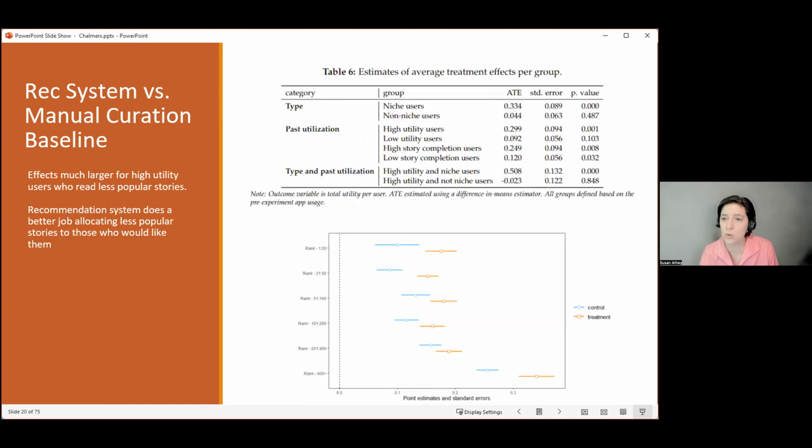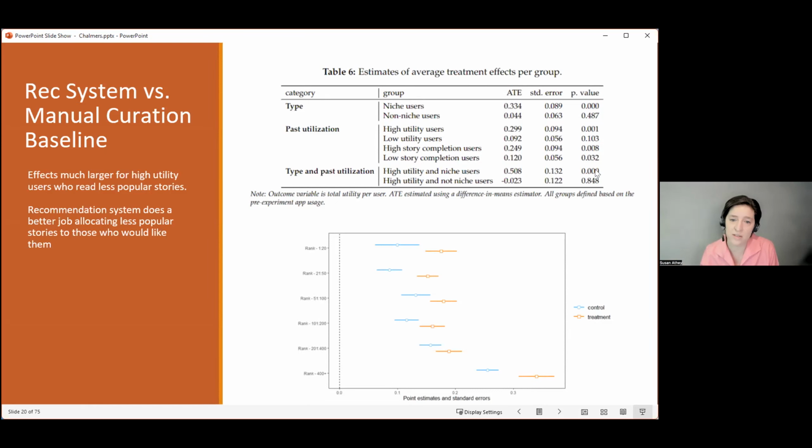We then looked into who was impacted. We looked at what we called niche users, who were users that were reading less popular stories, as well as high utility users. And we find that the average treatment effect is highest for high utility and niche users.